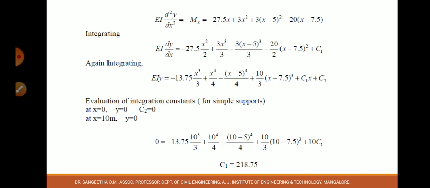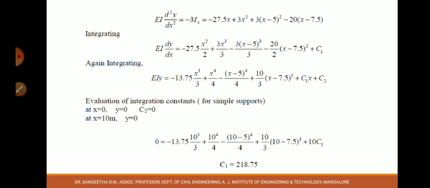So integrating the expression again, A into dy by dx, x becomes x square by 2, 3 into x square is x cube by 3, 3 into x minus 5 whole square is x minus 5 whole cube by 3, 20 by 2 into x minus 7.5 whole square by 2 plus c1. Again integrate, you will have the expression here.